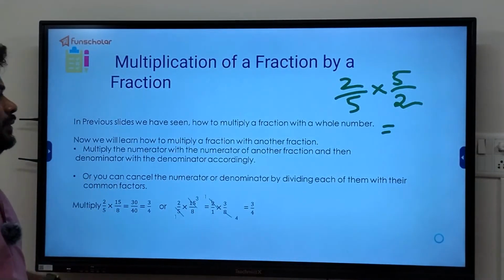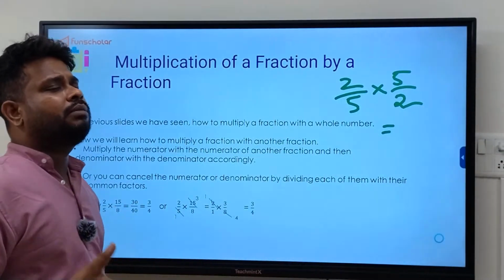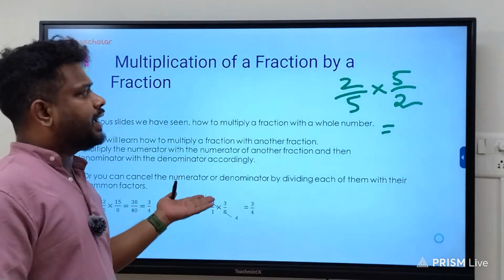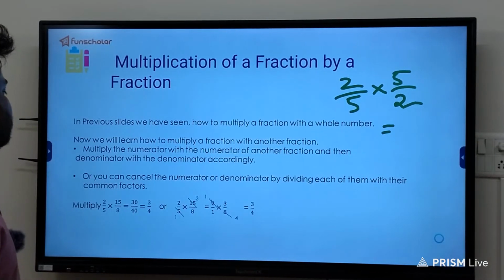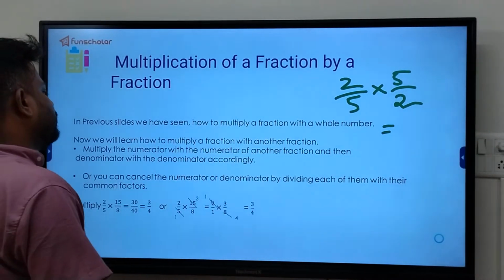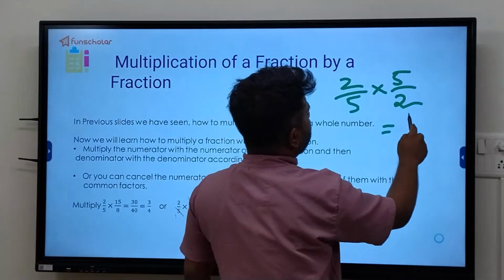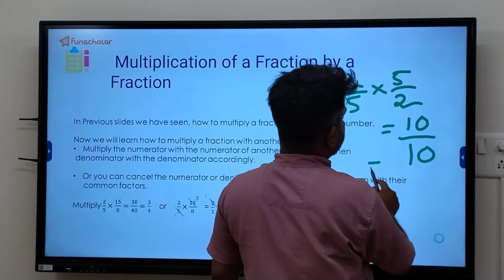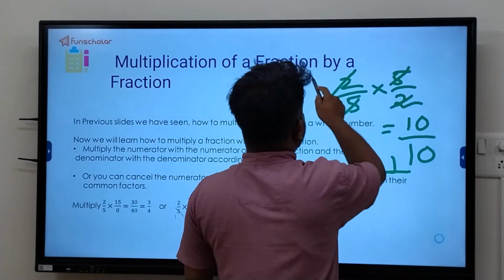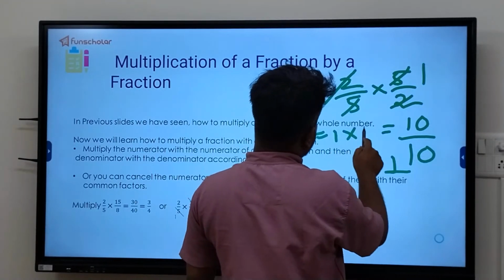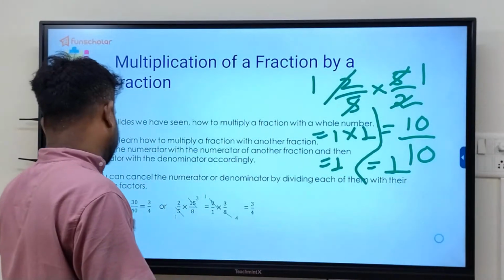So the process will be the same, and if you have understood the multiplication of a whole number with a fraction, then you will understand this as well. Or you can cancel the numerators and denominators by dividing each of them by their common factors, then multiply the numbers. Here we can do the same. We can multiply these two and write 10 by 10 and then use cancellation, or we can just use cancellation. From this the answer will be 1 into 1, that means 1. We can use both processes to do multiplication.